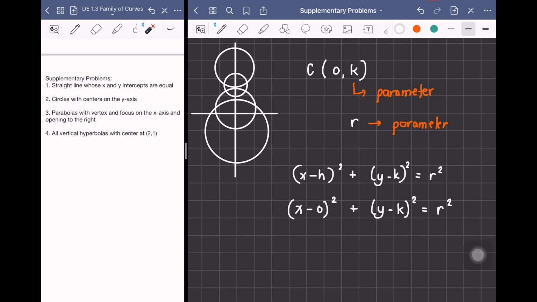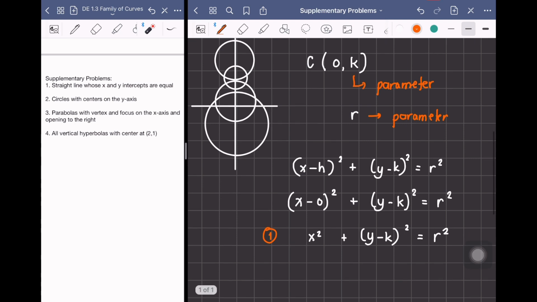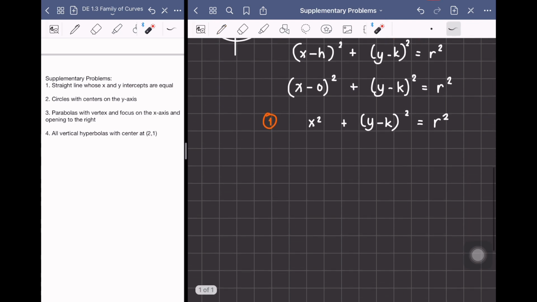Simplifying, this will be x squared for this term, and copy the rest since there will be no changes, equal to r squared. This equation right here is our equation number 1. So in equation number 1, we have two constants to eliminate. You have k and r, two arbitrary constants, to eliminate. So we have to conduct up until the second derivative to eliminate those constants.